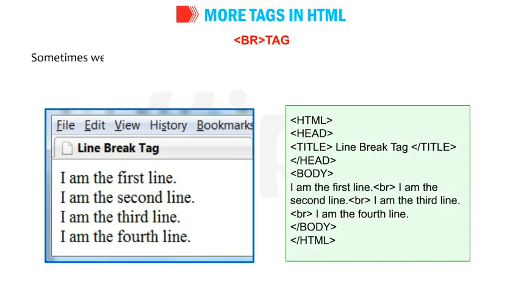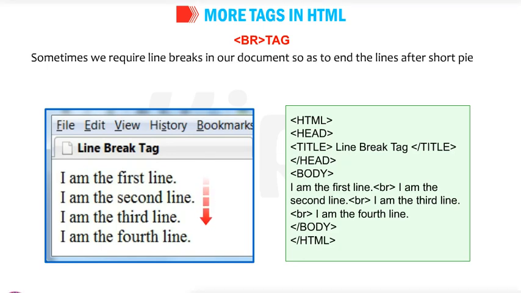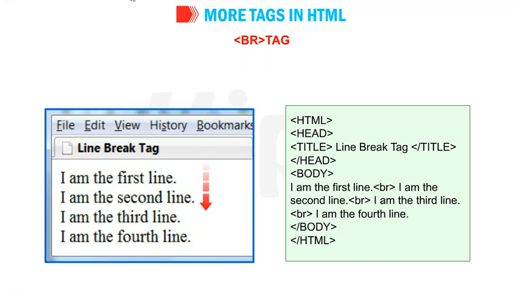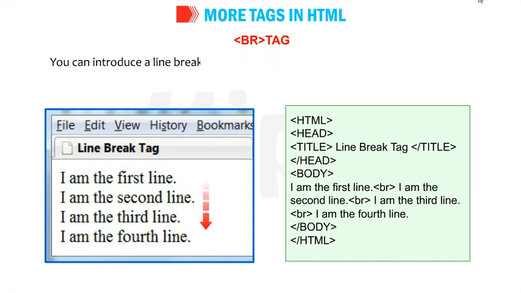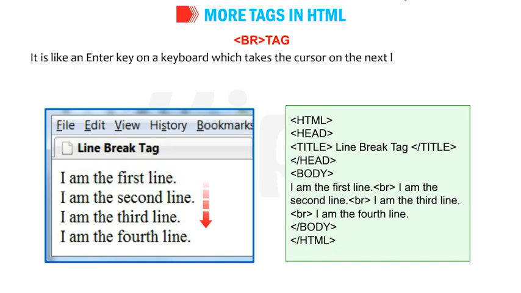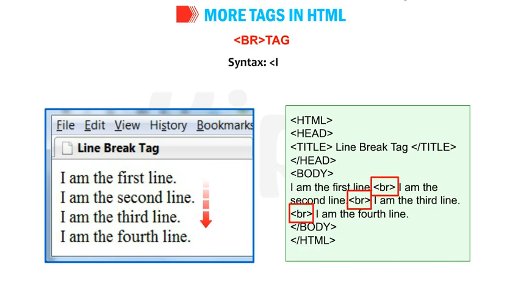BR tag. Sometimes we require line breaks in our document so as to end the lines after short pieces of information. These breaks are significant while writing a poem or an address. You can introduce a line break into your HTML document with the help of BR tag. It splits the line and displays the text on a new line. It is like an enter key on a keyboard, which takes the cursor on the next line towards the left margin on the screen. Syntax: BR.